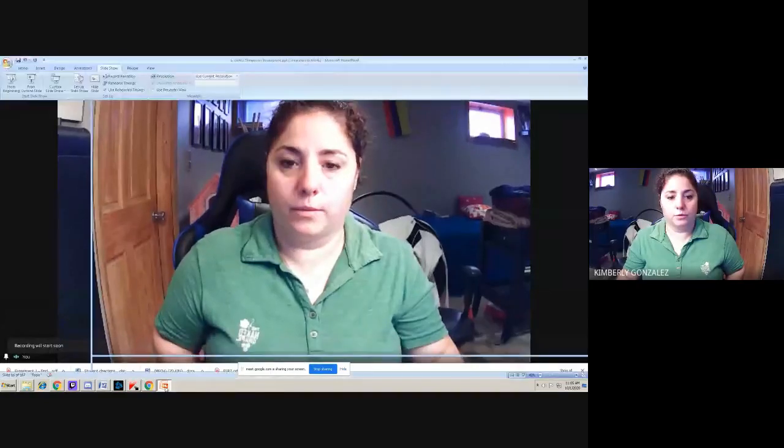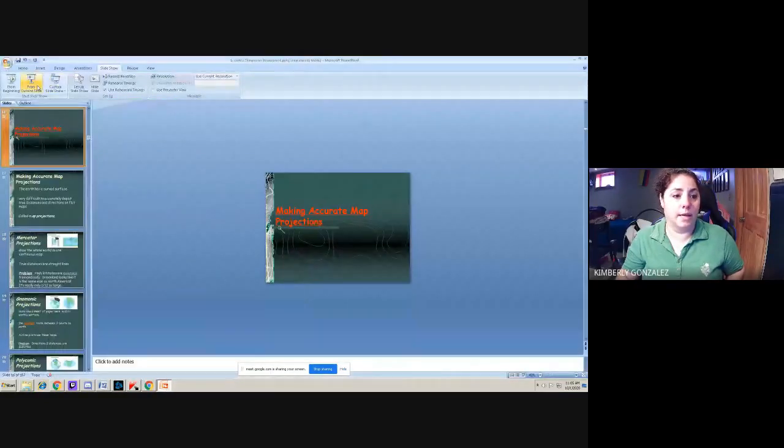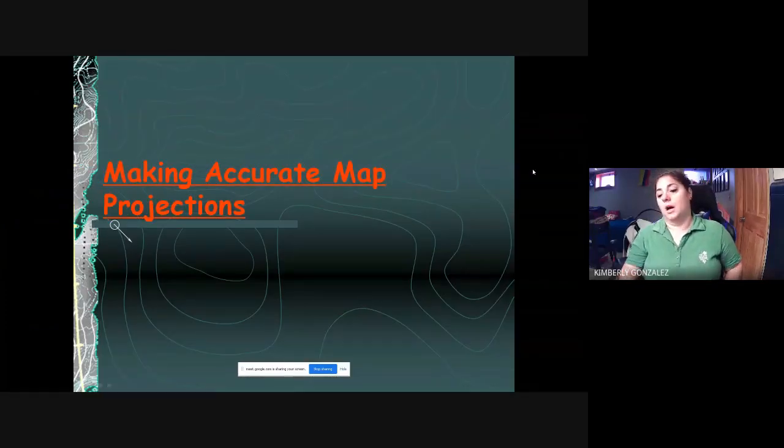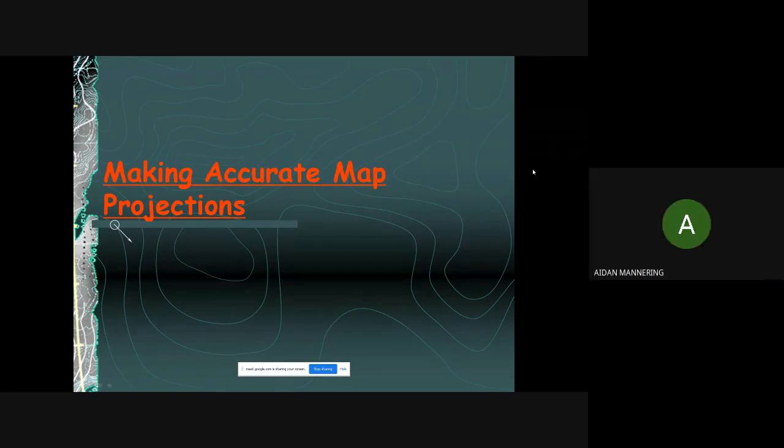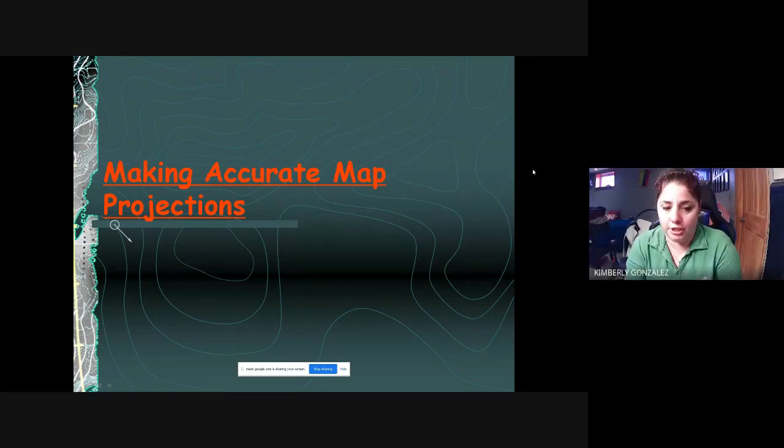Today, what we are going to talk about is how to make accurate map projections. The whole thing is that there are different types of maps. So basically, when you are looking at the globe, what are the different types of projections based on the way that you look at the map?